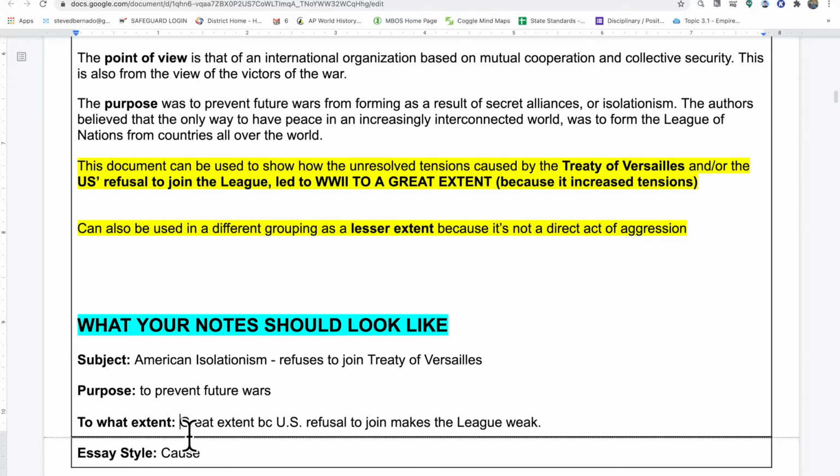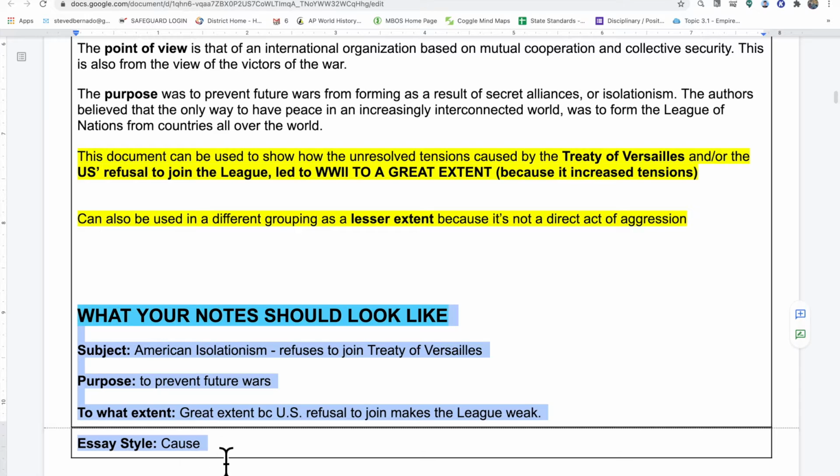To what extent? We'd say to a great extent, because the U.S. refusal to join makes the League of Nations look weak. And we're going to say this is a cause. It raised tensions. This is a cause of World War II. Okay, a cause to a great extent.